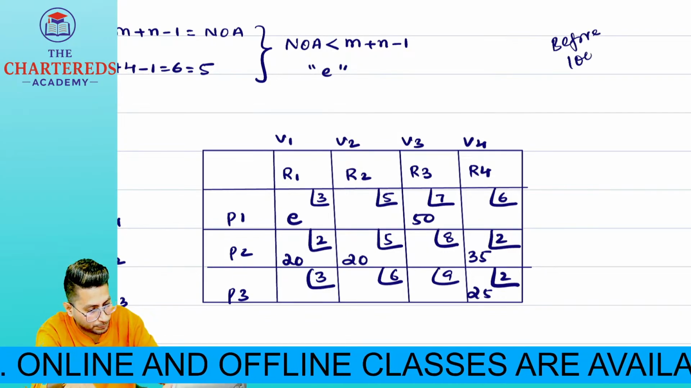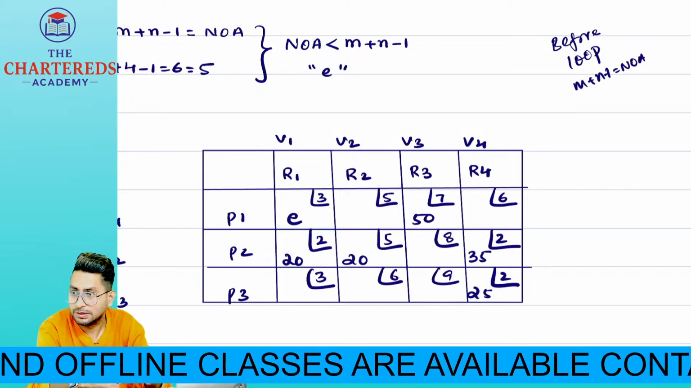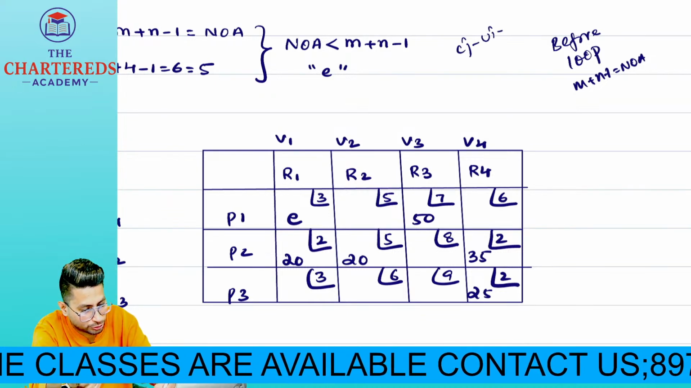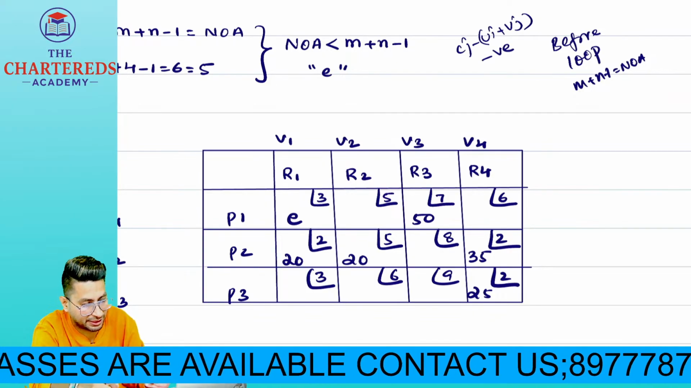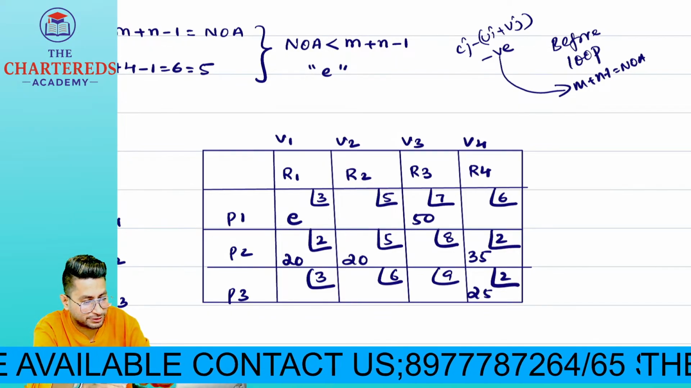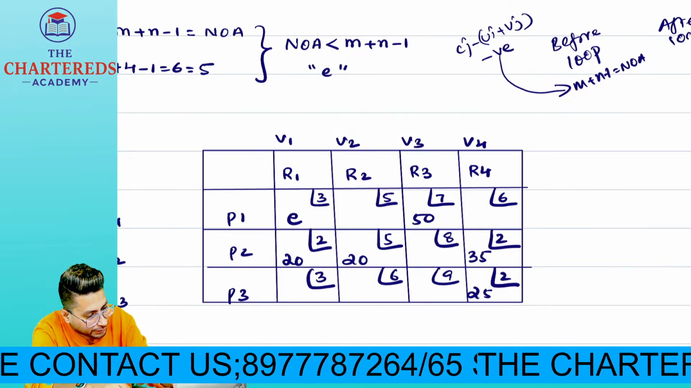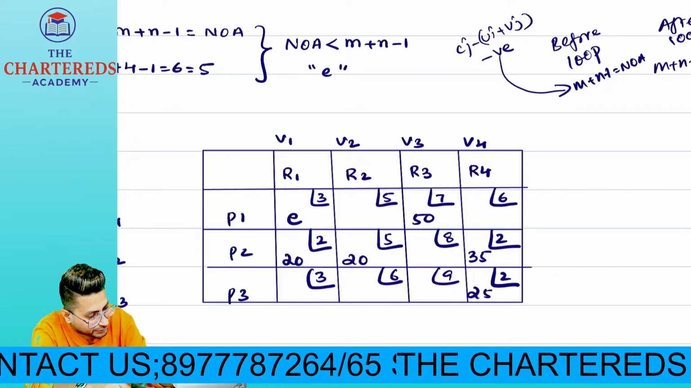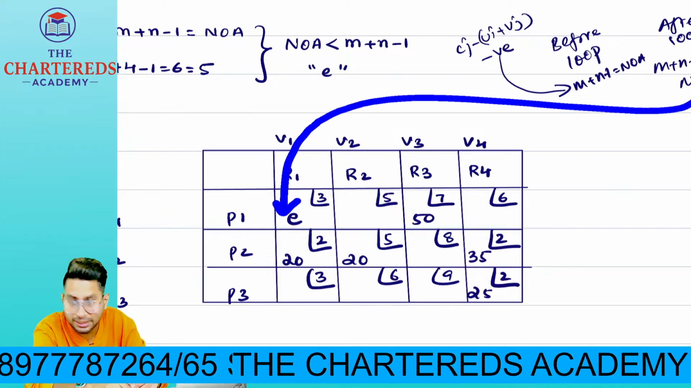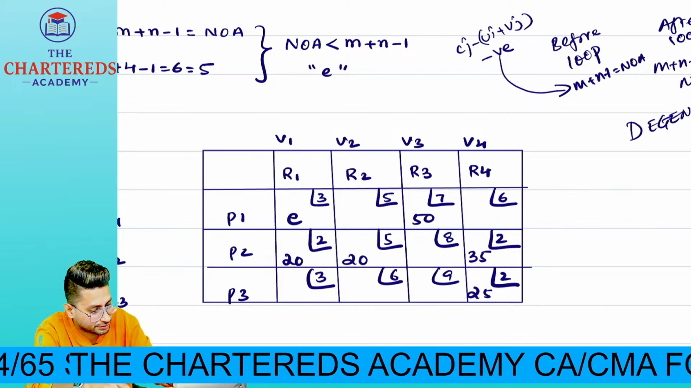Before creating a loop, m plus n minus 1 was equal to number of allocations. But why did we create a loop? Because a negative number was there. Because cj minus ui plus vj values have a negative, we created a loop. But before creating a loop, m plus n minus 1 is equal to number of allocations. But after creating a loop, what happened? M plus n minus 1 is not equal to number of allocations. Because of which again what we did? We created epsilon. This situation, in technical words, we call degeneracy.